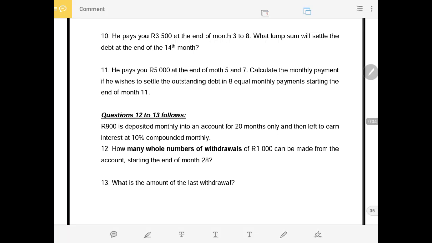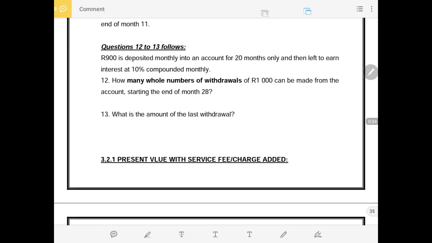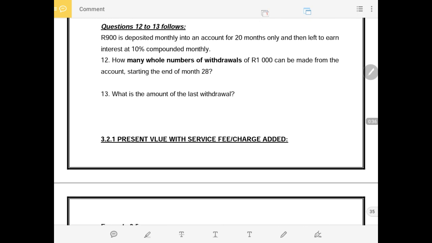Once again, we come now to questions 12 and 13. This one is very short, and it is the last question on the present value of an annuity without a service fee or without a service charge. The next one will deal with the present value of an annuity with a service charge or a service fee. What is a service fee? You will deal with that when it comes to the next topic.